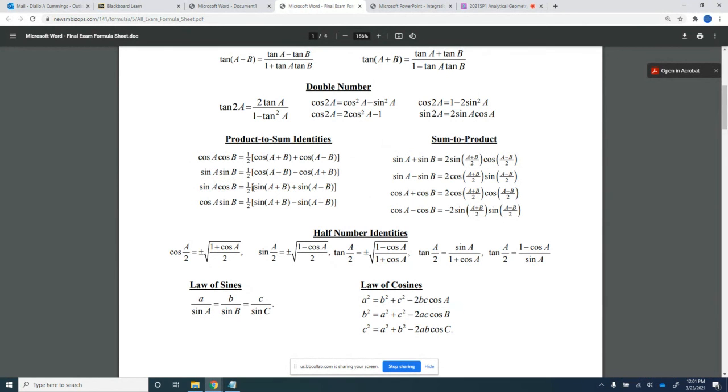So I'm going to just rewrite the formula first of all. This is the sine of A times the cosine of B. That's equal to 1/2 times the sine of A plus B plus the sine of A minus B. All right, so here was the formula.